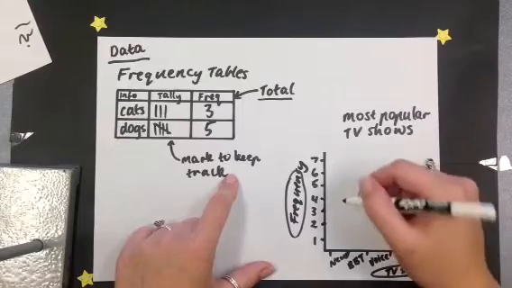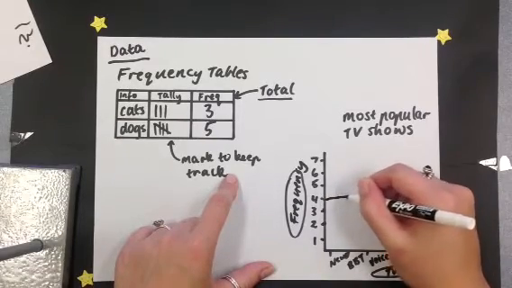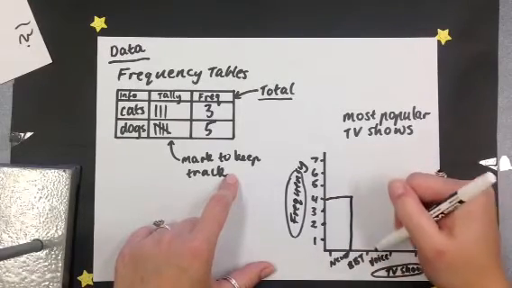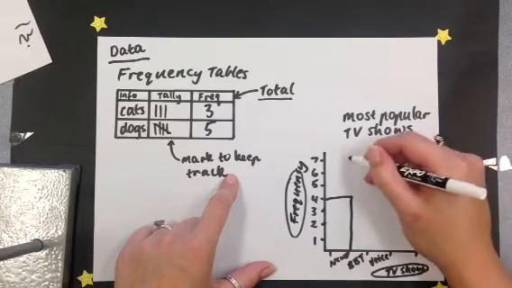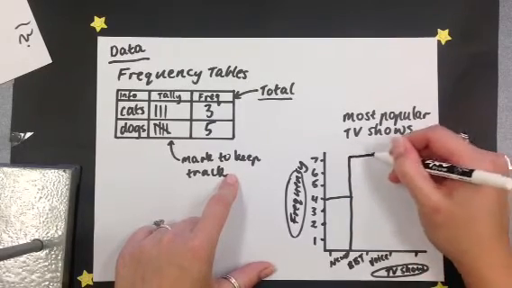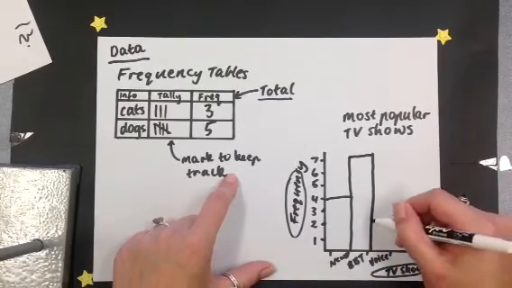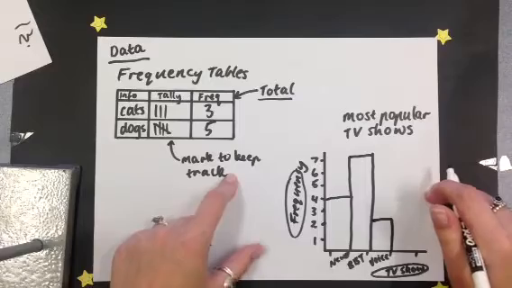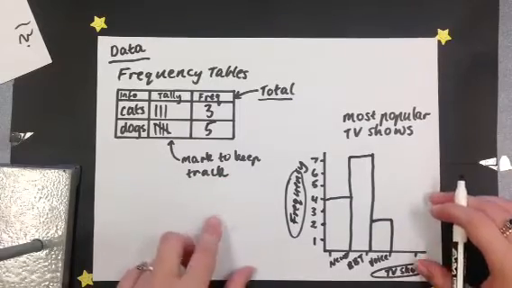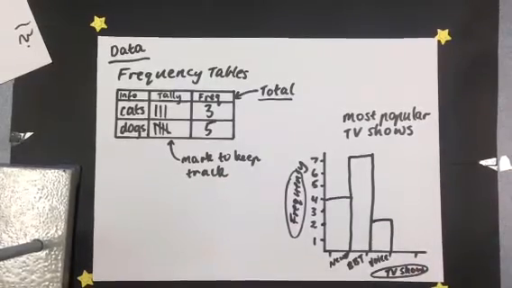So if the frequency of people who like the news was that 4 people like the news, I would draw my bar up to 4. If 7 people like the Big Bang Theory, my bar goes up to 7, and if only 2 people like The Voice, my bar only goes up to 2. And that would be an accurate representation of our data.